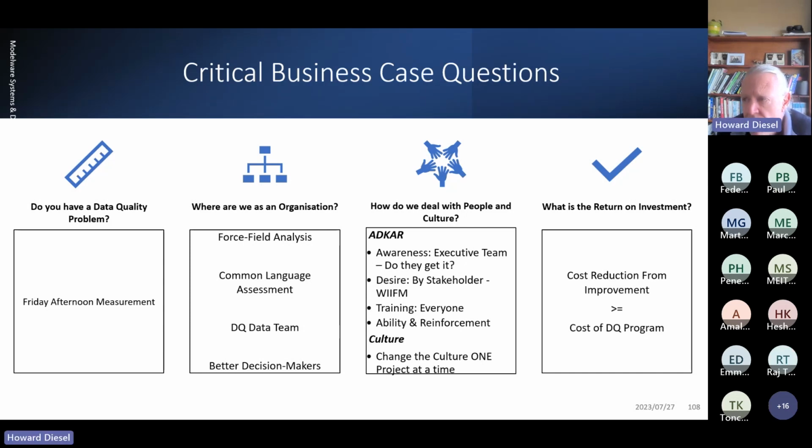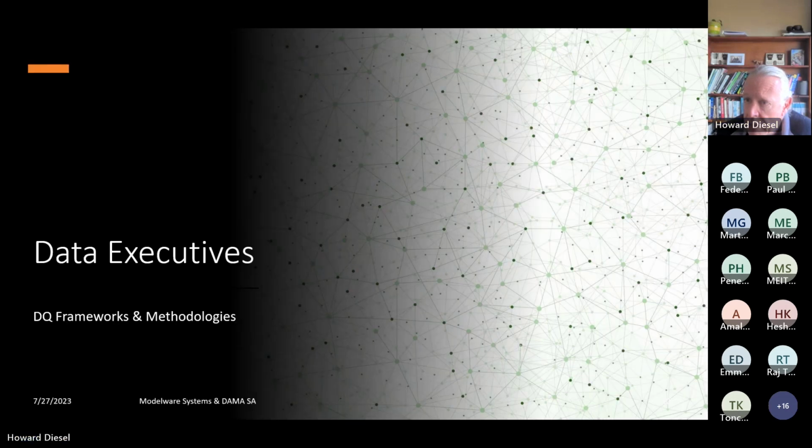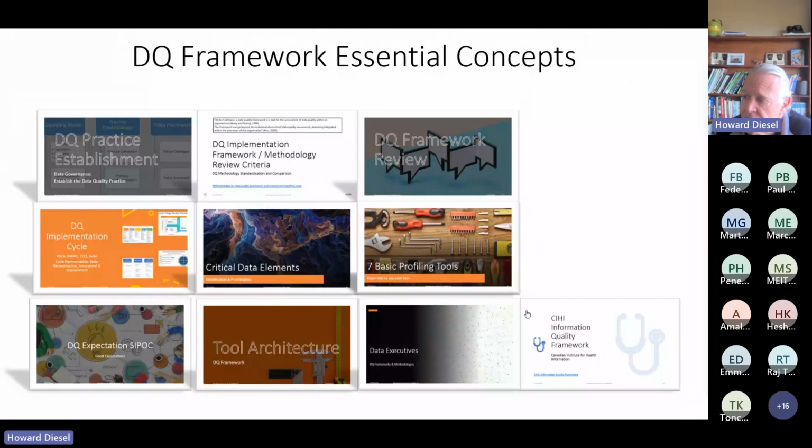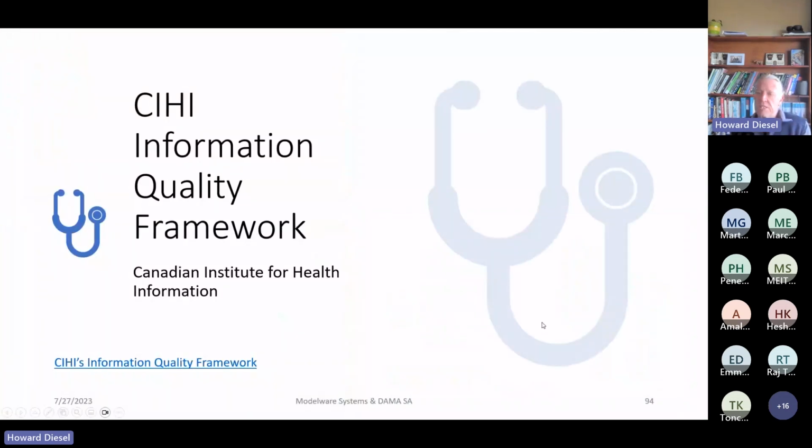So as an exec, you want to be able to put together a business case that addresses these questions. And then you're going to do that ongoing monitoring. Okay. So now I wanted to just show you this scenario of the Canadian Institute for Health Information.